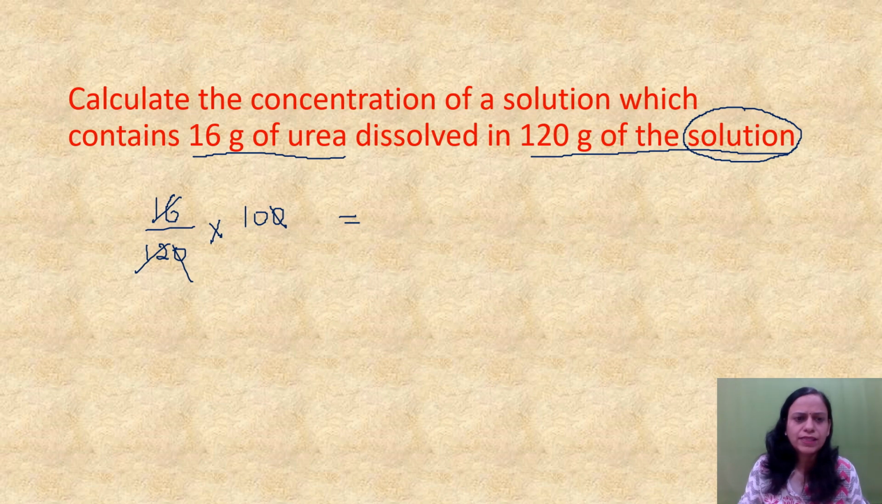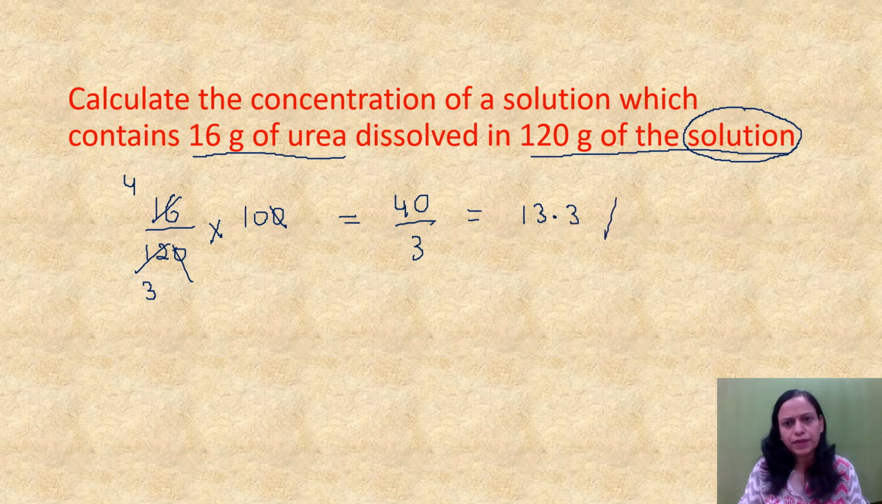4 cancels out 16, that is 4 times, and this gives you 3 times. So you get 40 by 3, and when you divide these two numbers, you will get 13.3%. Always remember that whenever you are calculating the concentration, your answer will always be in percentage. So this was the first formula used to calculate the concentration.